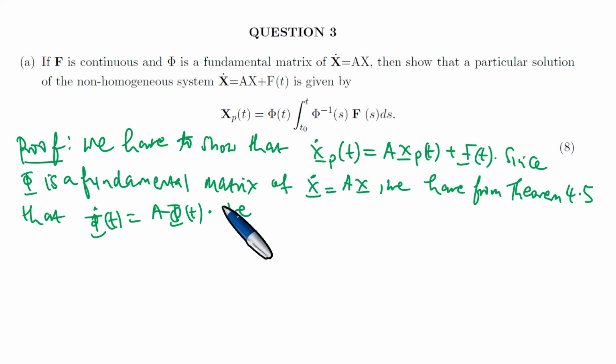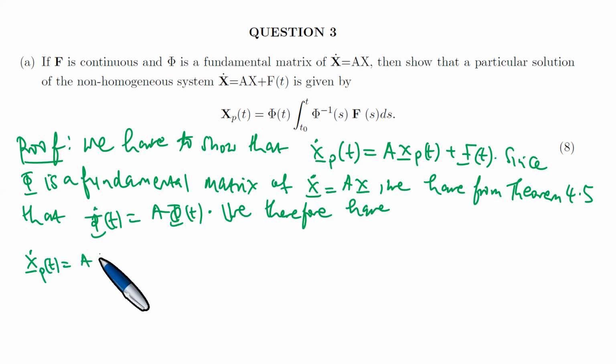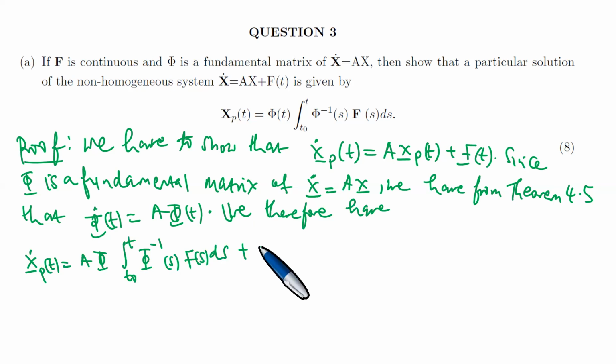We therefore have x dot p, which is p0t phi inverse of s f of s ds plus phi of t.